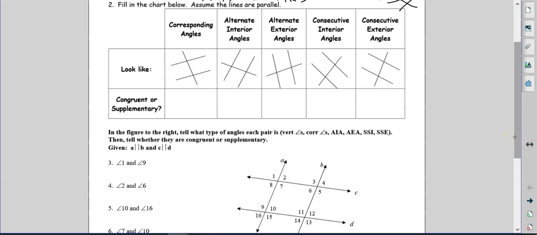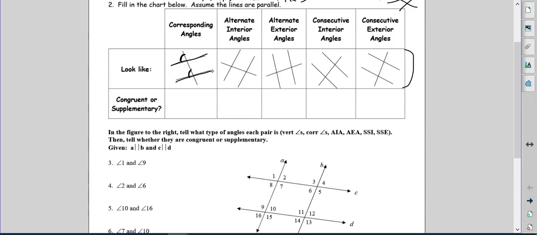All right. So these here are the drawings of what it looks like. So we're going to fill in some arc marks to show it. Corresponding angles. Remember, corresponding angles are one on the inside and one on the outside. I just said that backwards. So one on the outside here and one on the inside. Inside is between these lines.